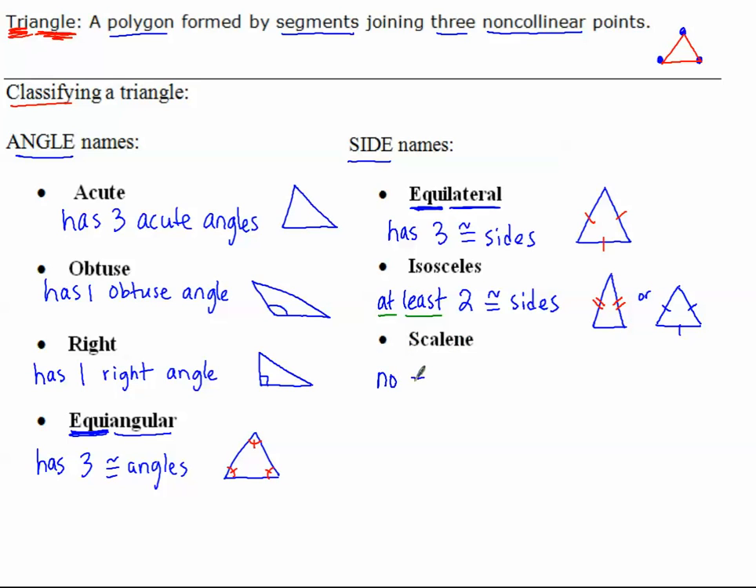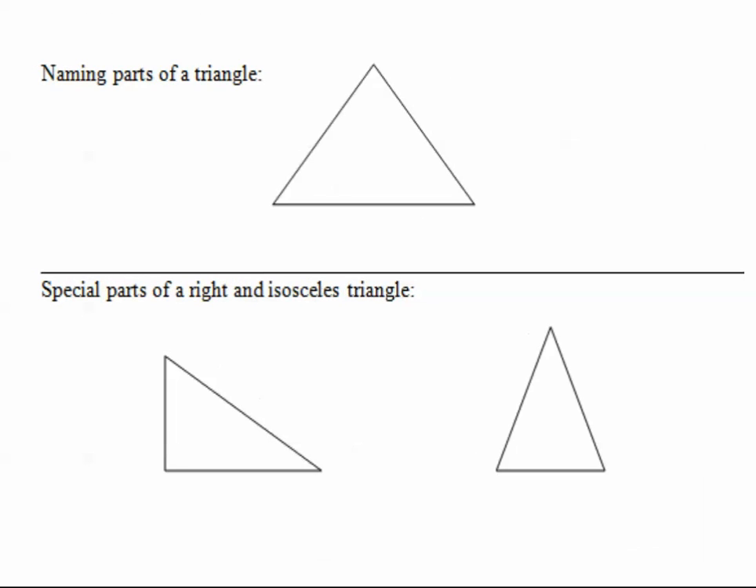Scalene has no congruent sides. So if I draw a scalene triangle, either I mark all the sides with different marks or with different measurements. Let's review how to name parts of a triangle so that we're all speaking the same language.